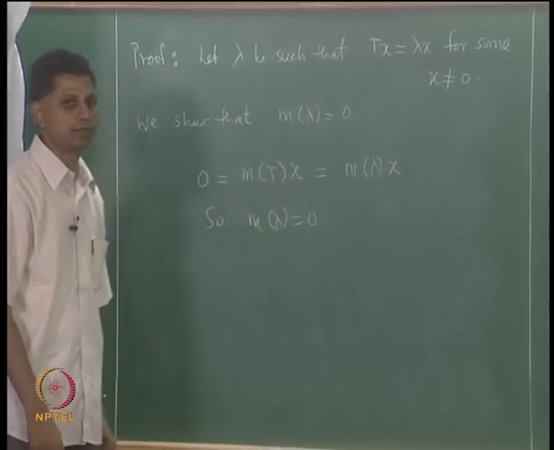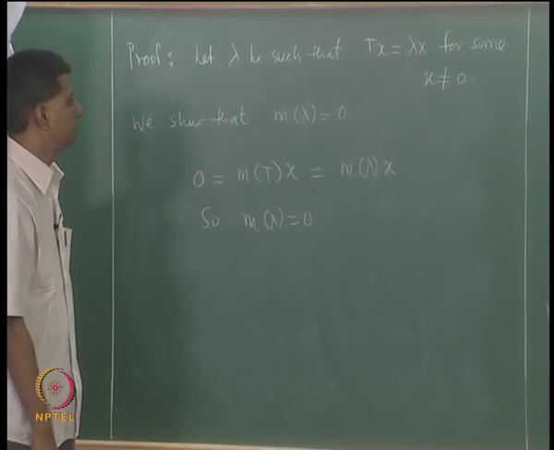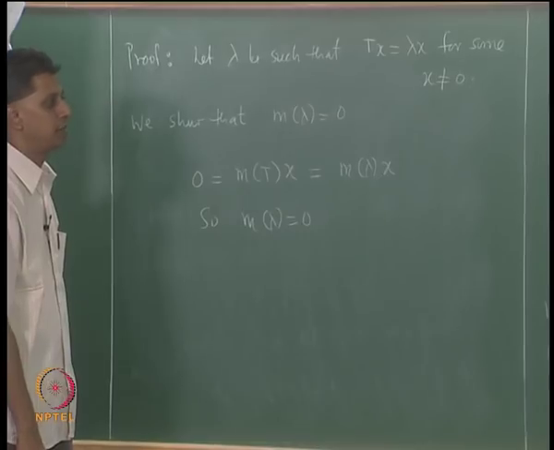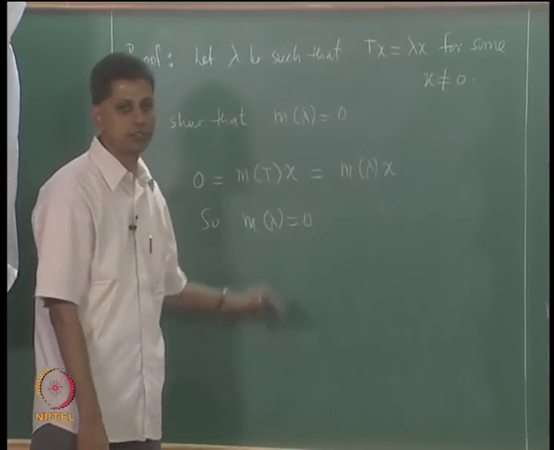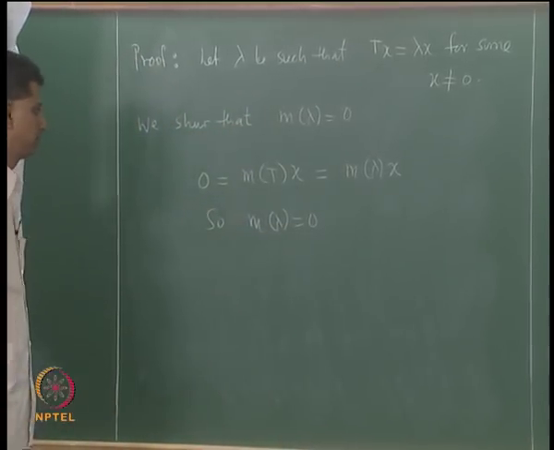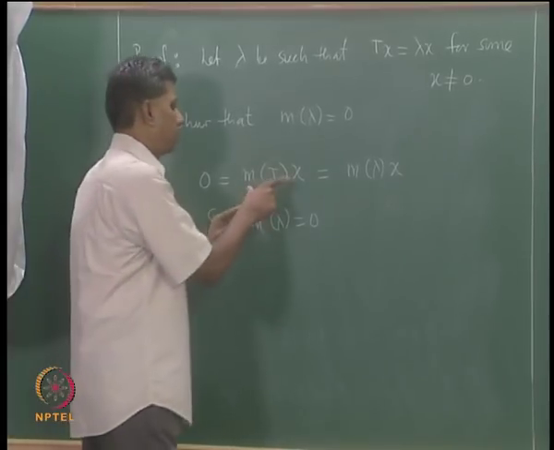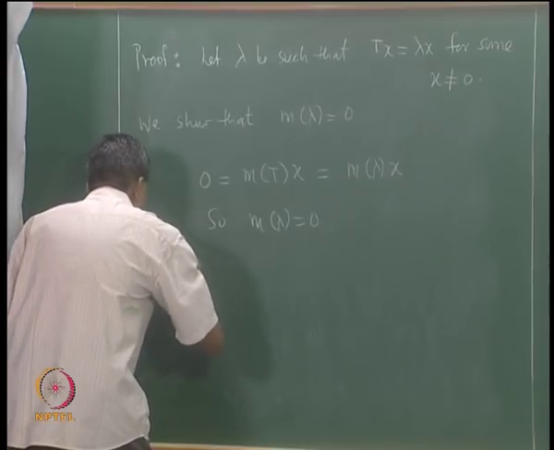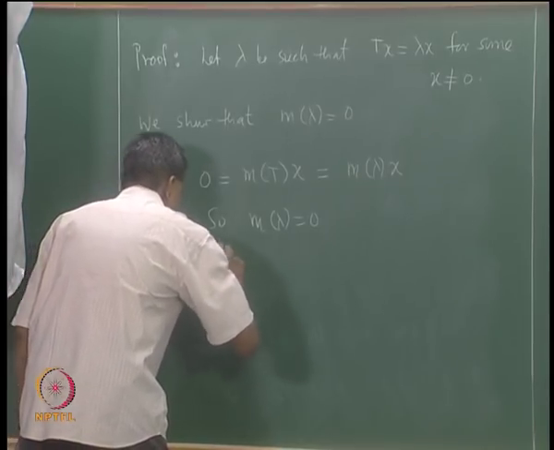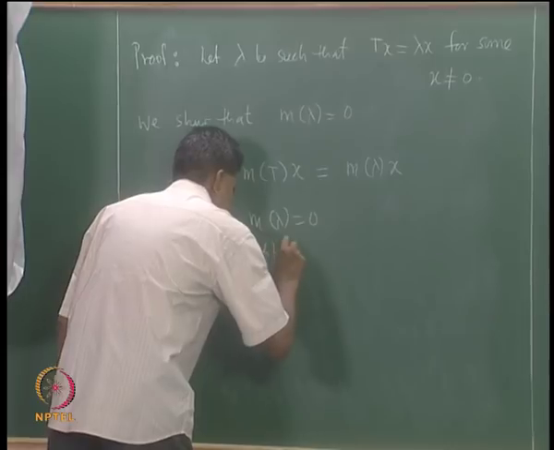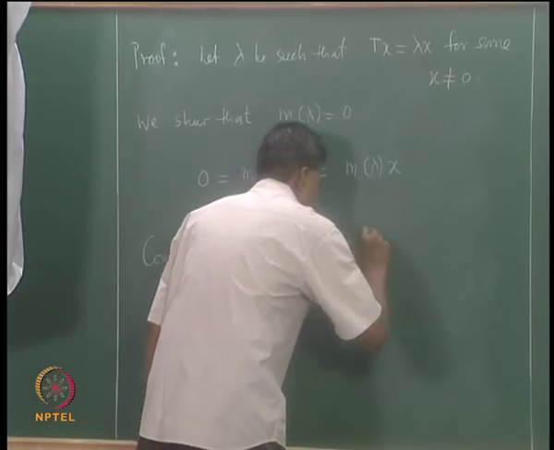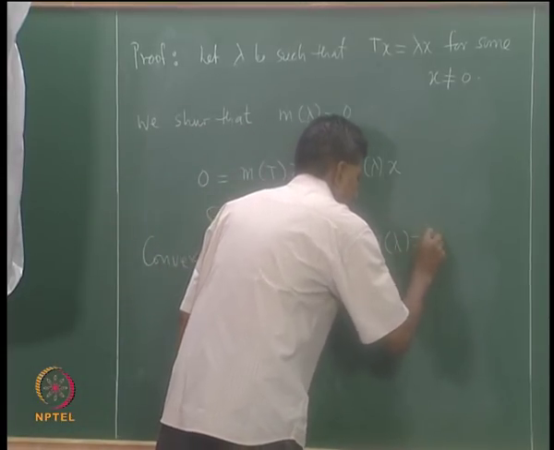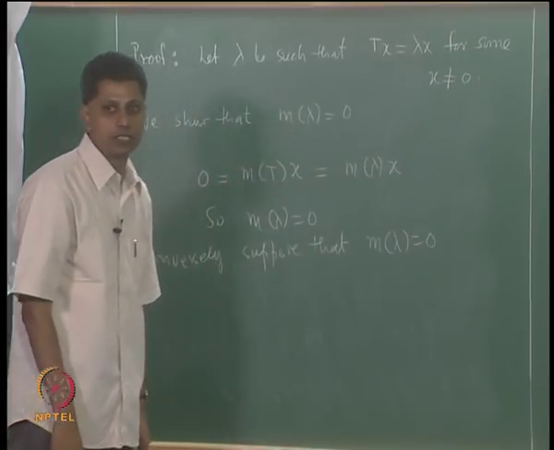So one part is very simple. If lambda satisfies P of lambda equal to 0, then we have shown m of lambda is 0. We have only used the fact that M_T x is m of lambda x. Conversely, let us suppose that m of lambda is 0. We must produce a vector.